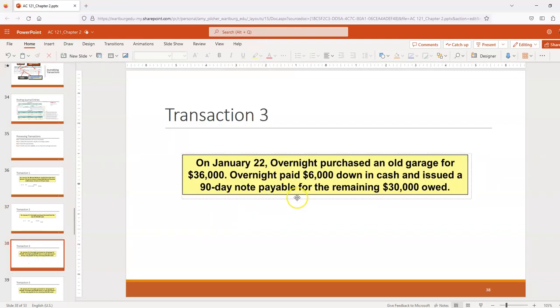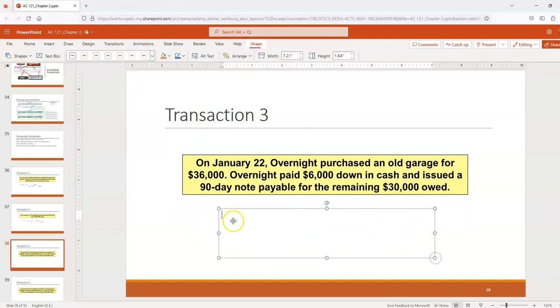Our next transaction, we purchased an old garage for $36,000. We paid $6,000 in cash and issued a 90-day note payable for the remaining $30,000 owed. Okay. So with this one, we get to do what's called a compound journal entry, and compound journal entries have more than 2 accounts.